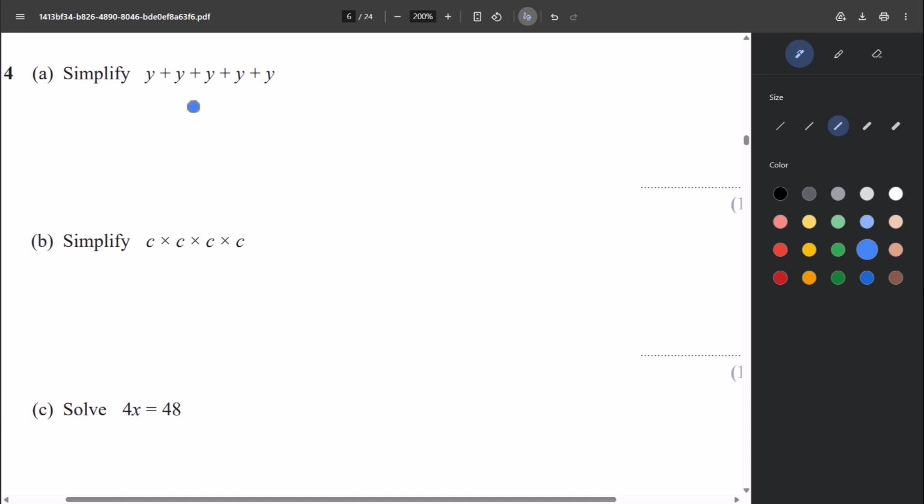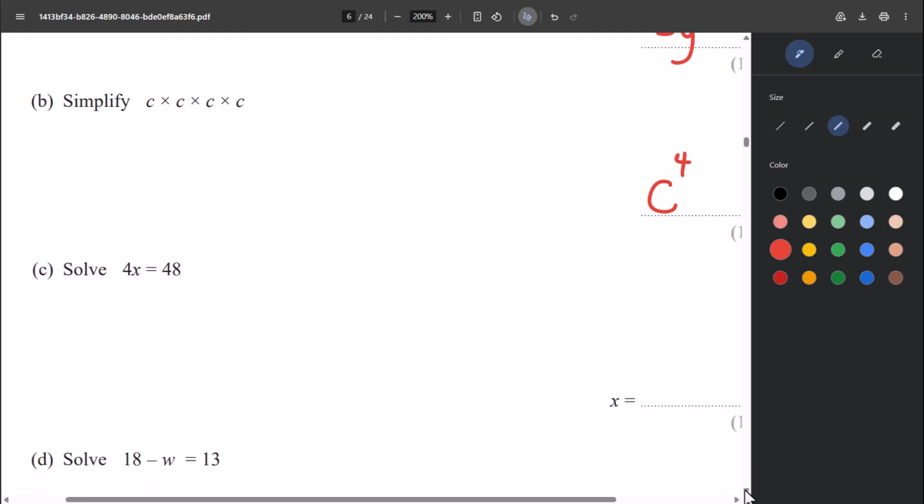Simplify this algebra: y into 5 places adding up. Now if you add up all the y's, you can see they have 5 y's and they're adding up, and definitely that will make 5y. Kind of very easy, right? And next, you got c multiplying itself 4 times, c times c times c times c. Definitely, that will be c to the power of 4.